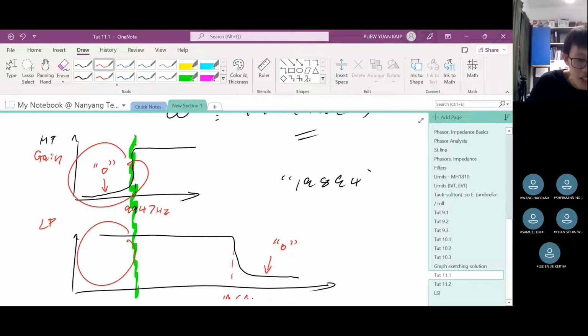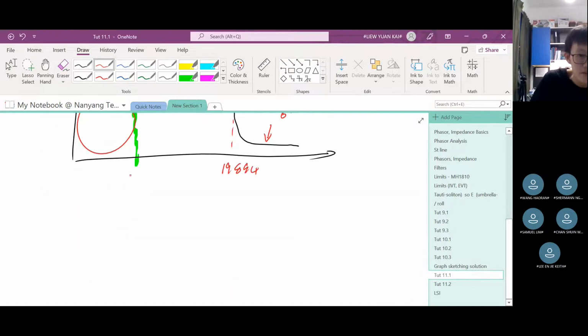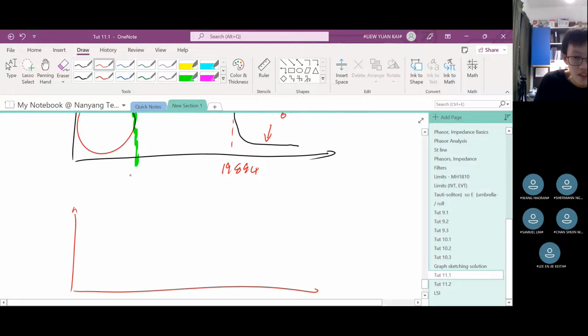0 times something should give me 0, right? So this is the gain of the whole system, the entire system. So entire system, the gain will be 0 times something, give me 0.